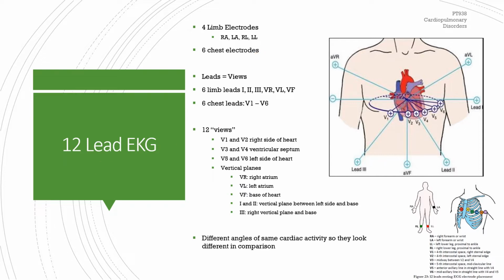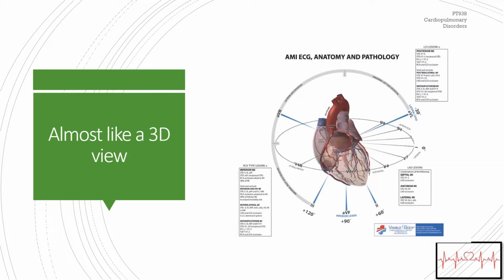So each EKG tracing looks a little bit different in the 12 different views, but it's all of the exact same electrical activity representing the exact same beat of the heart, which then allows us a diagnostic 3D view of the electrical activity, and it helps cardiologists then locate a problem. So this is the view of the heart and the 12 leads. That's what gives us that 3D picture.